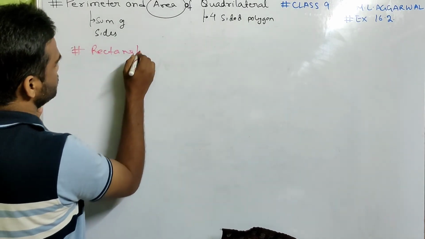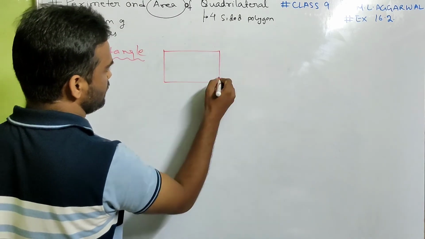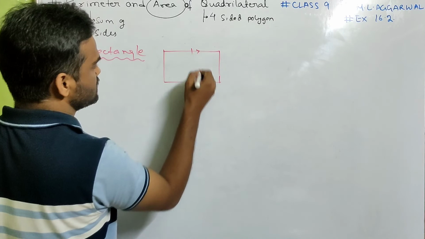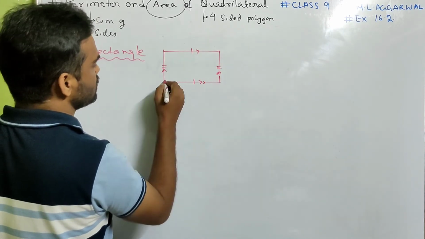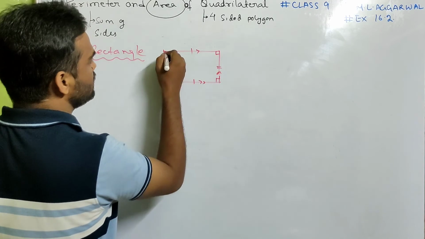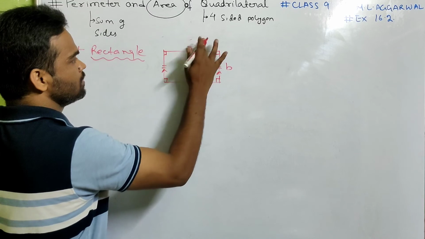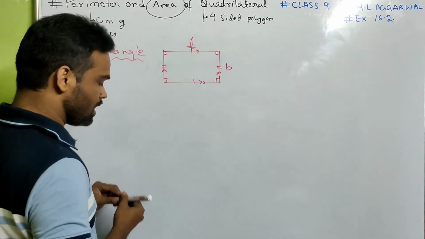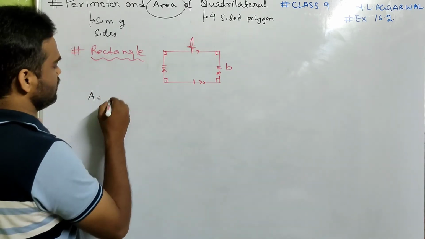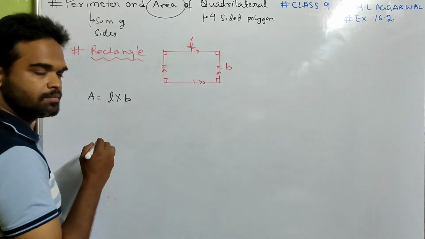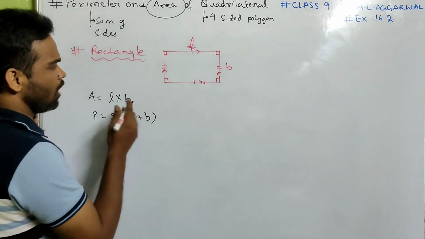rectangle. Now again, it's a quadrilateral, it's a parallelogram only, in which opposite sides are equal and parallel, and of course all the angles are 90 degrees. This is your length, this is your breadth. Okay. Then the area of a rectangle will be length multiplied by breadth, and perimeter will be twice L plus B.